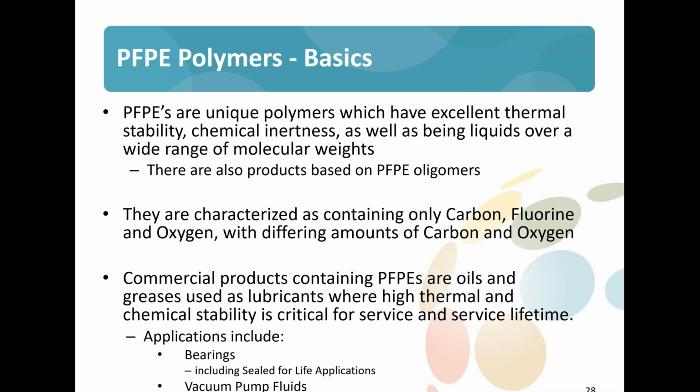One of the things that has to be taken into consideration, not unlike the other chemistries we talked about earlier, is that there's more than one variety or version. There are the high molecular weight perfluoropolyethers, but there are also the shorter ones, the oligomers, that are used in a number of coating and other applications, which we'll talk about in a few minutes. These are characterized by having only carbon, fluorine, and oxygen in different amounts, and we'll show you that in just a second.